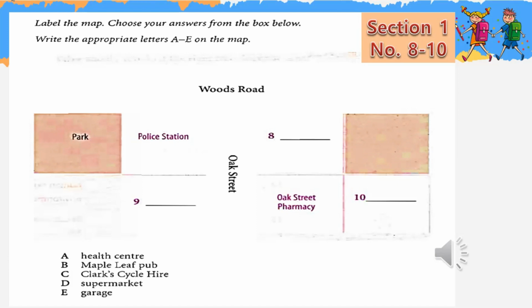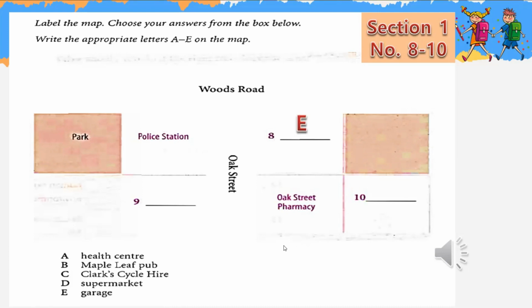Okay, section 1 is finished, up to number 10. Now we are going to try to find the answers for numbers 8 up to 10. For number 8, Kate described the location of Oak Street as between the police station and the garage on the other side. Remember, between the police station and the garage on the other side. So number 8 here will be E.